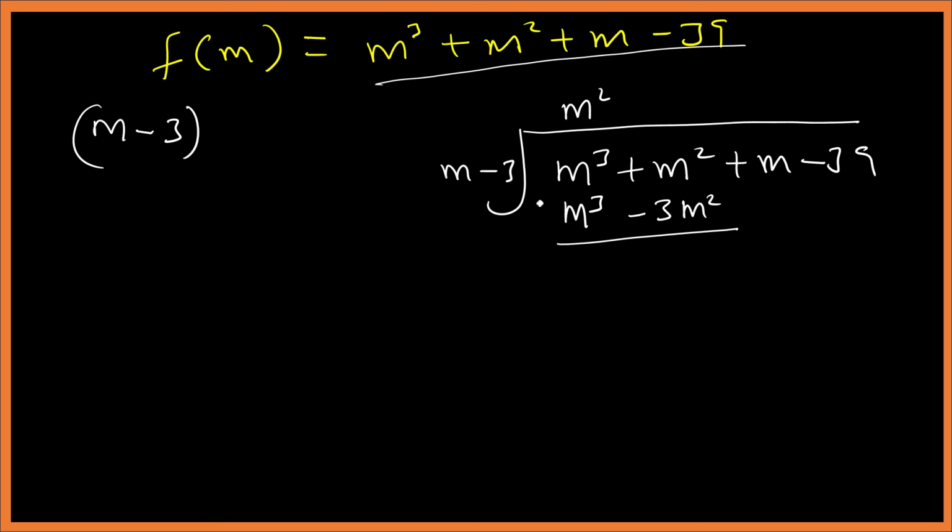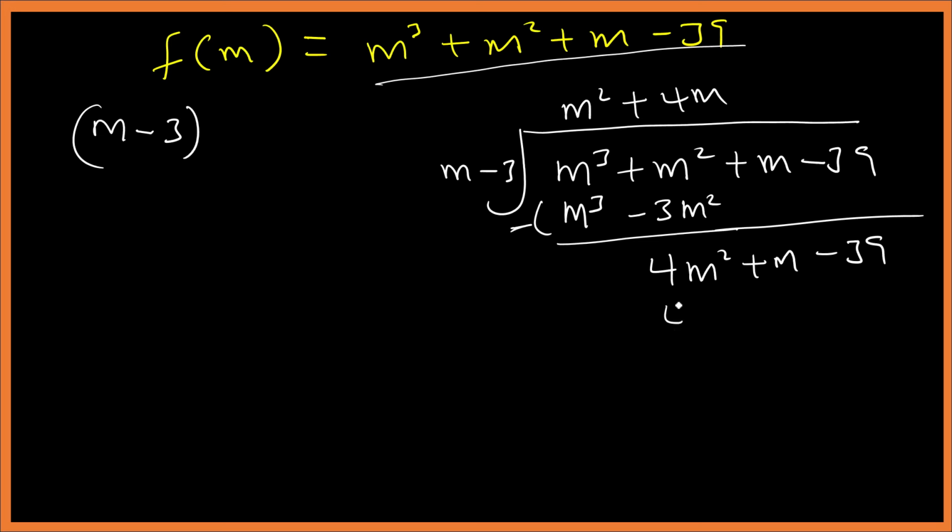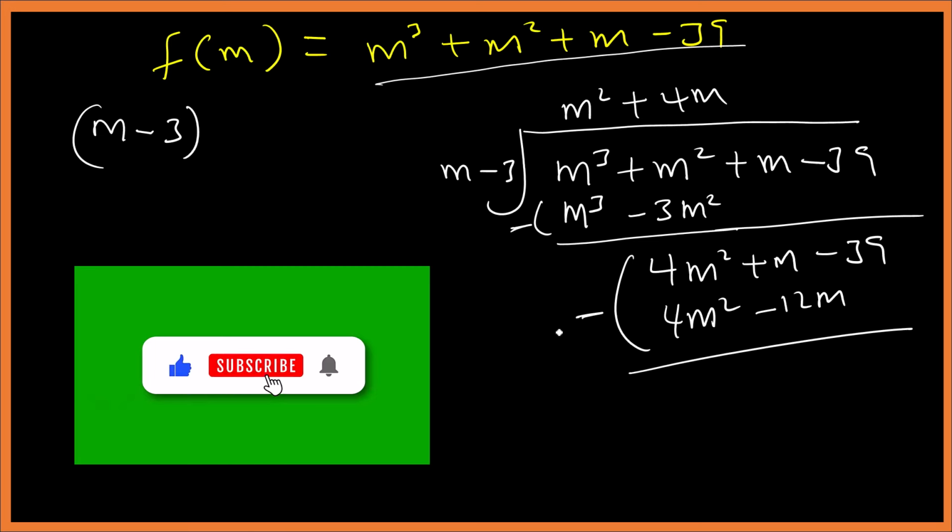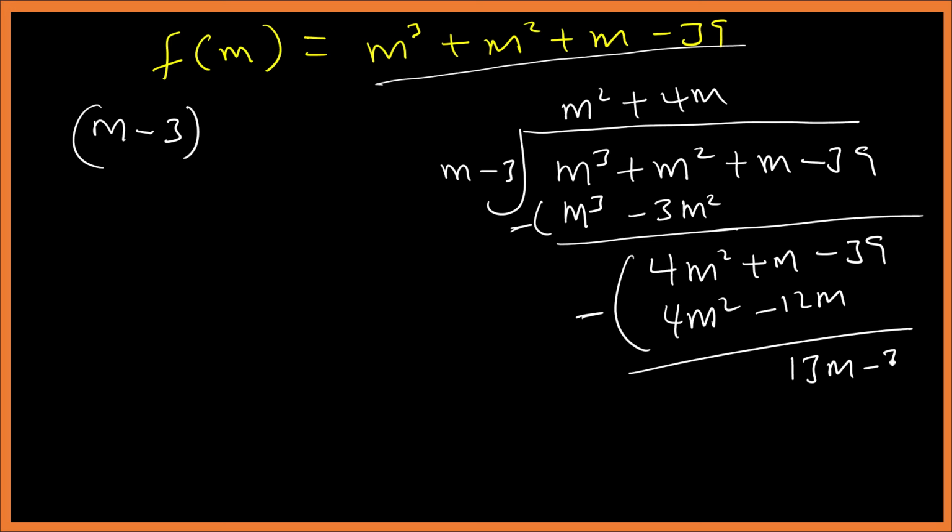So we have that. Let's subtract. m cubed minus m cubed is 0. m squared minus minus 3m squared is plus, that will be 4m squared plus m minus 39. Let's go again. 4m squared on m, that will be plus 4m. 4m times m, 4m squared. 4m times minus 3 will be minus 12m. Let's subtract this minus that, 0. m minus minus 12m is plus 13m. Then we add the constant, minus 39. Let's go again. 13m on m will be plus 13. 13 times m, 13m. 13 times minus 3, minus 39.